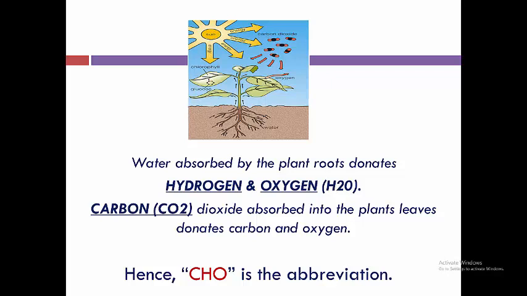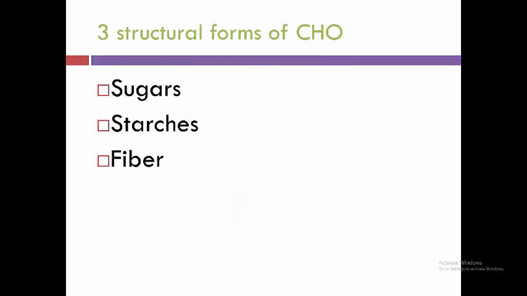So plants capture carbon, hydrogen, and oxygen. And together, the chemical abbreviation is CHO. So that is the abbreviation for carbohydrate, a chemical structure contained within all plants. There are actually three forms of this chemical structure called carbohydrate contained within all plants. Some of them are in a form called sugars, some are what we call starches, and some are fiber.